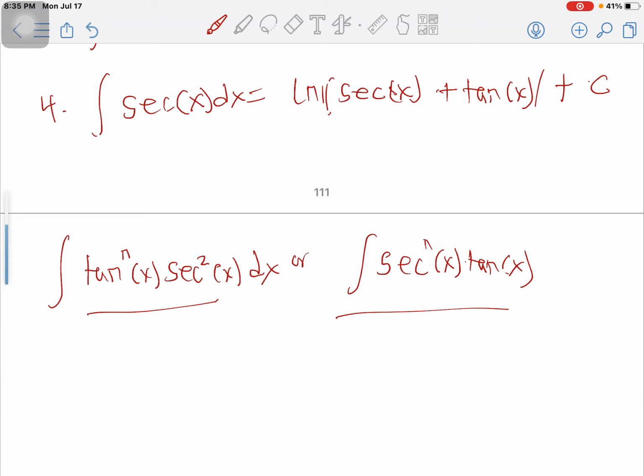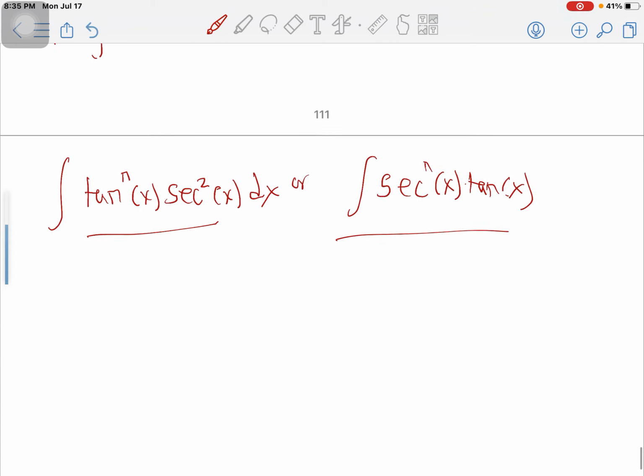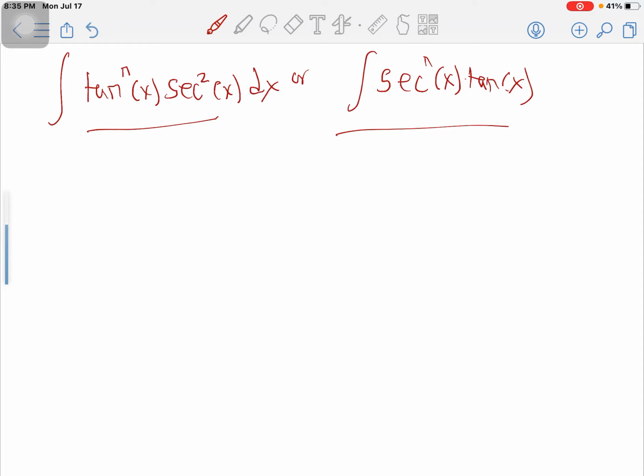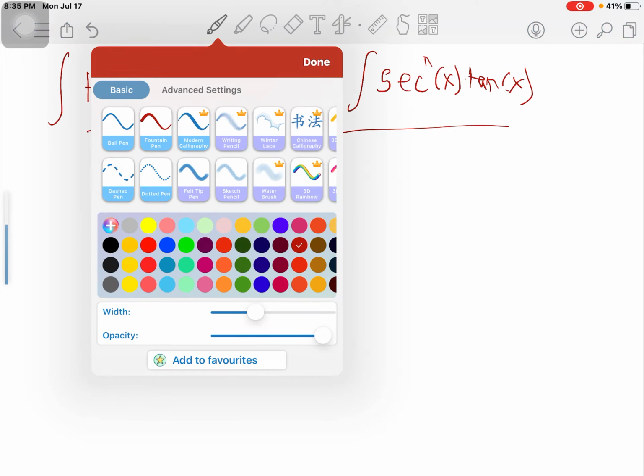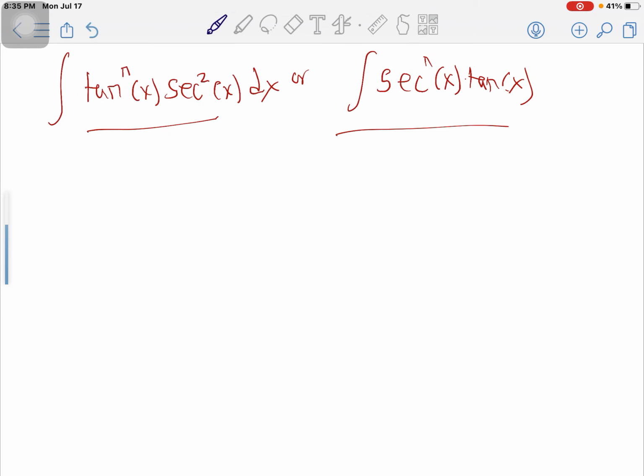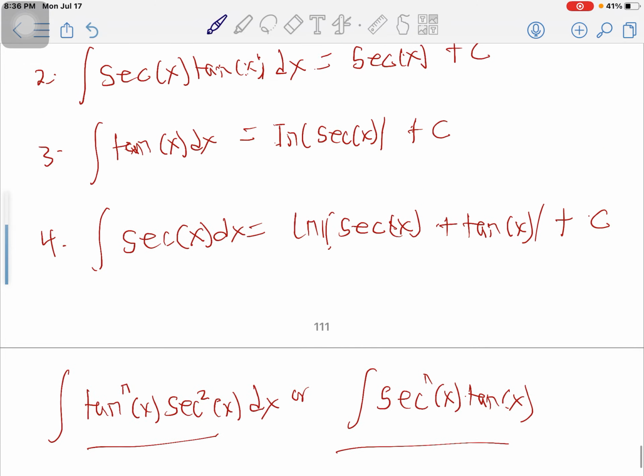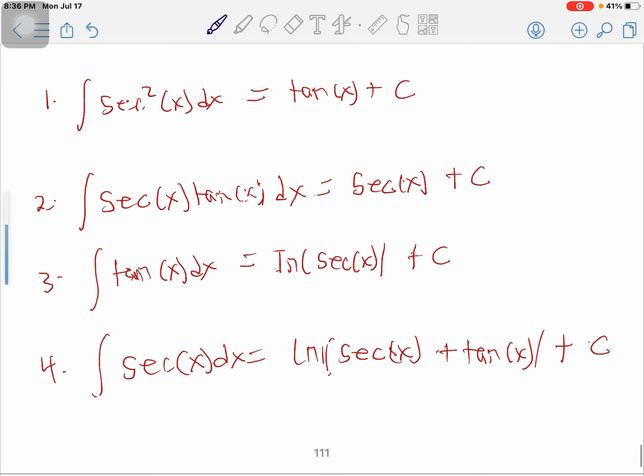Before we proceed, let's quickly look at some examples so that you can get a clear understanding. Example 1: evaluate the integral of sec to the power 5 of x times tan x dx.